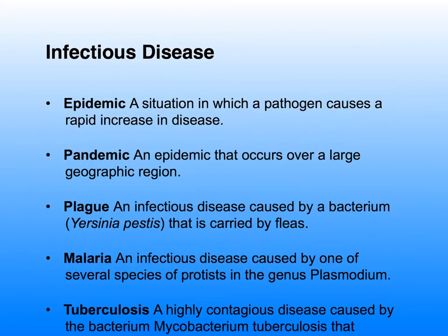All right, what's the difference between epidemic and a pandemic? Okay, an epidemic is a situation in which a pathogen causes a rapid increase in disease. Pandemic, over a large geographic region. So this is kind of the large area of infection. This is rapid increase in it, right?